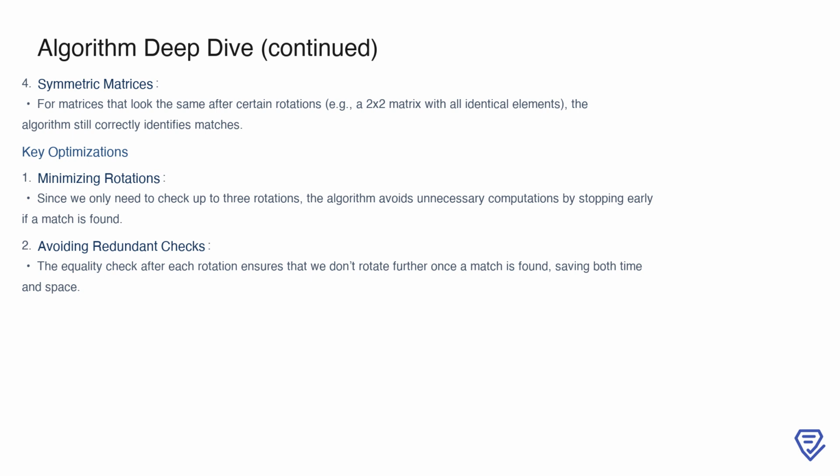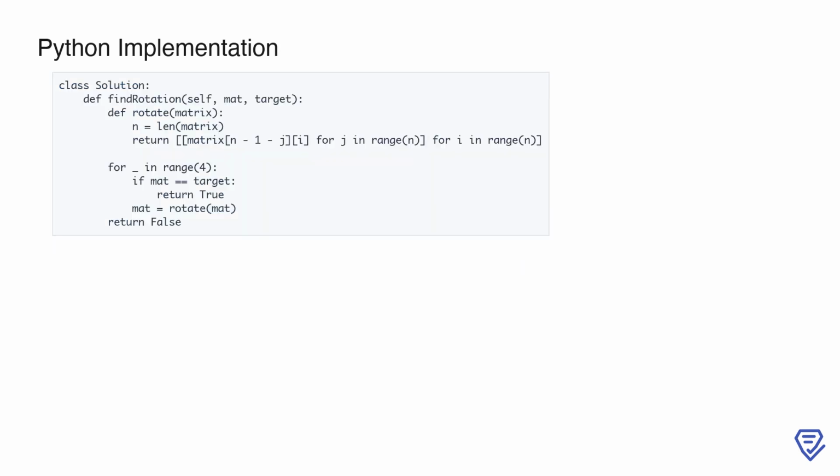Together, these optimizations strike a balance between simplicity, clarity, and performance, making the algorithm robust and efficient for solving the problem. The provided solution determines whether the matrix mat can be transformed into the matrix target through one or more 90-degree clockwise rotations. Here's a detailed explanation.